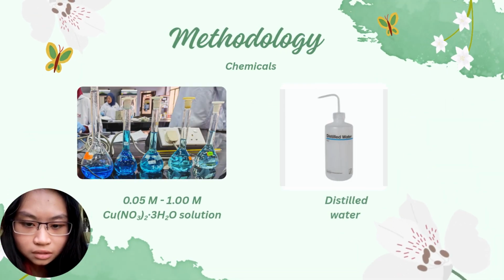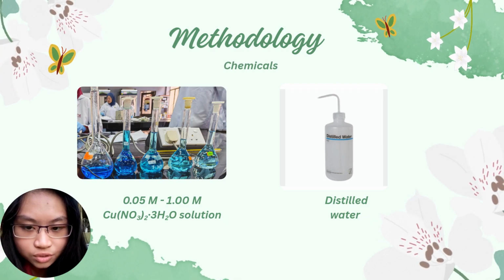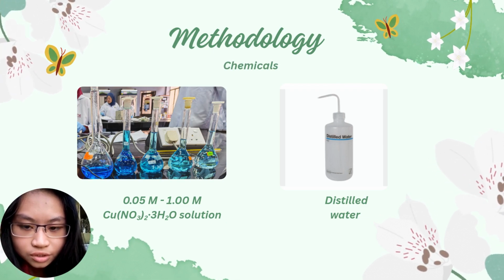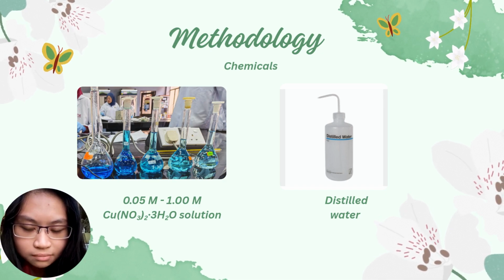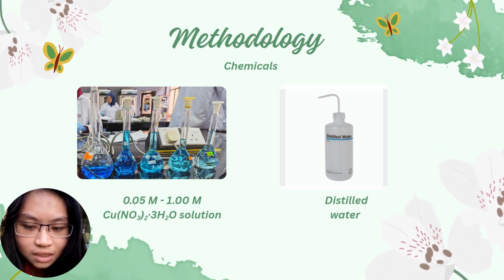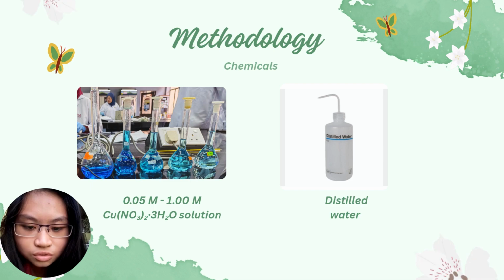For the methodology part, the chemicals used are copper nitrate trihydrate solution and also distilled water. For the copper nitrate trihydrate solution, 5 concentrations will be prepared: 0.05 M, 0.1 M, 0.2 M, 0.5 M, and also 1.00 M. And the distilled water will be used to dilute the solution.